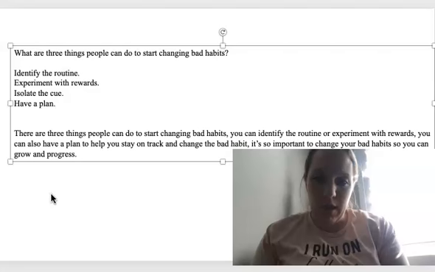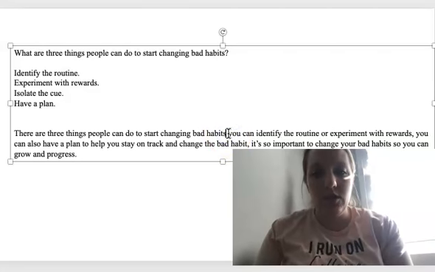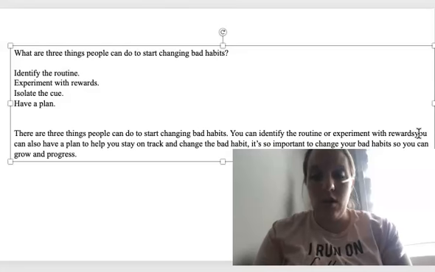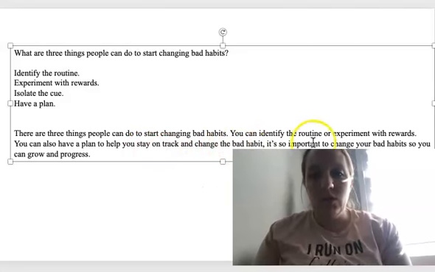So I'm going to show you how to make it not a run-on sentence. There are 3 things people can do to start changing bad habits. That is a complete sentence, so I'm changing this comma to a period. So now I need to capitalize U. You can identify the routine or experiment with rewards. Okay, that's another complete sentence, so I'm going to change this comma to a period. Start this with a Y. You can also have a plan to help you stay on track and change the bad habit. It's so important to change your bad habits so you can grow and progress.